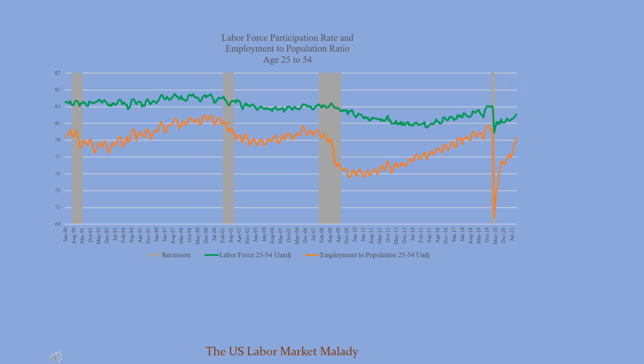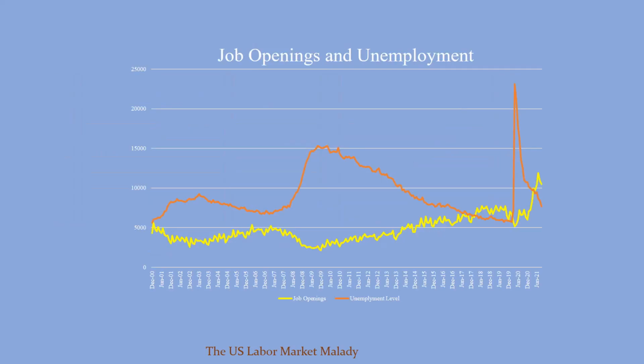This is the major malady in our labor markets. In this presentation, we give some insights behind this malady. The orange line in this graph represents the number of unemployed in the United States. It spiked around the 2020 COVID recession. The yellow line depicts the number of job openings.